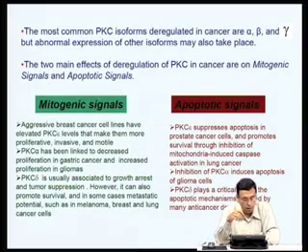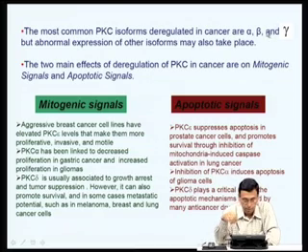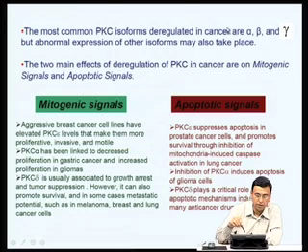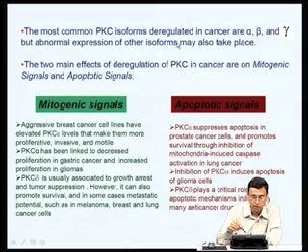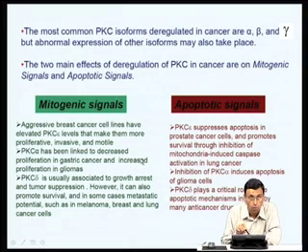Similarly, the most common PKC isoforms deregulated in cancer are alpha, beta and gamma. These are the classical PKCs, and when these PKCs are misregulated or dysregulated, it results in cancer. For example, the two main effects of deregulation of PKC in cancer are on mitogenic signals and apoptotic signals. As for the mitogenic signals, aggressive breast cancer cell lines have elevated levels of PKC epsilon that make them more proliferative, invasive and motile. Similarly, PKC alpha has been linked to decreased proliferation in gastric cancer and increased proliferation in gliomas.